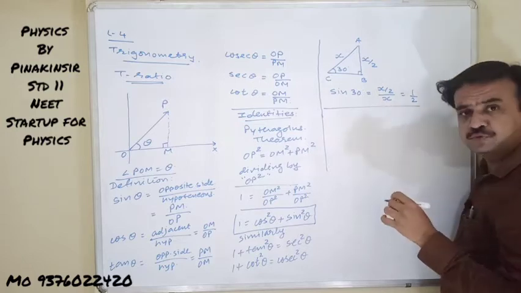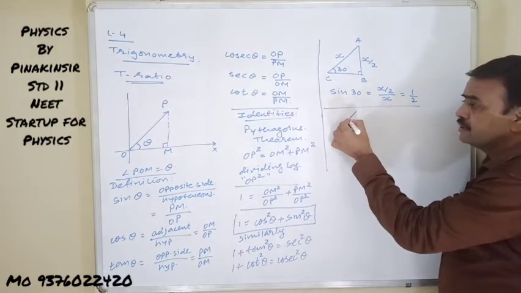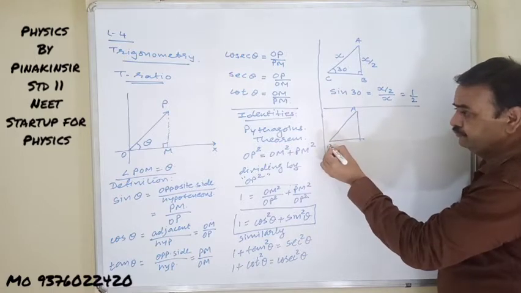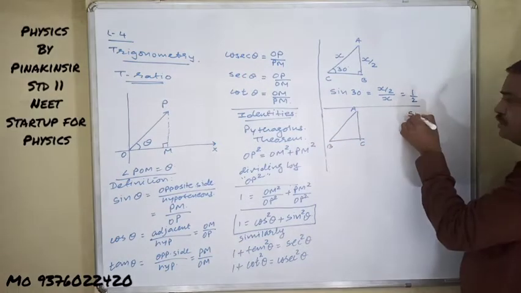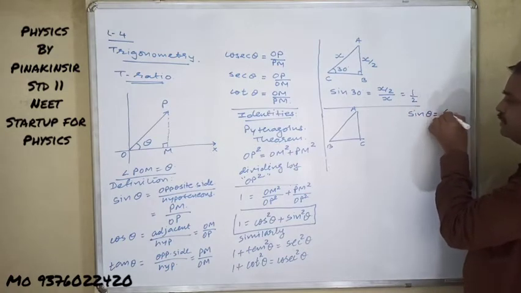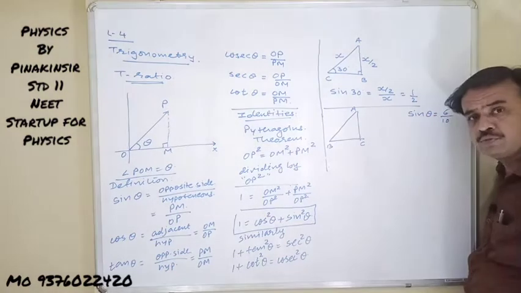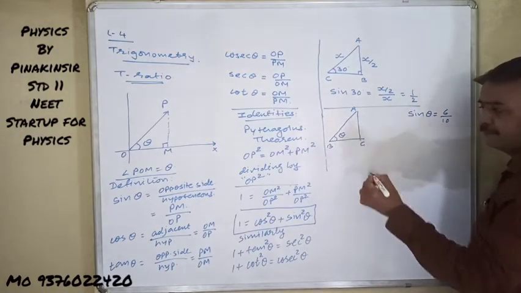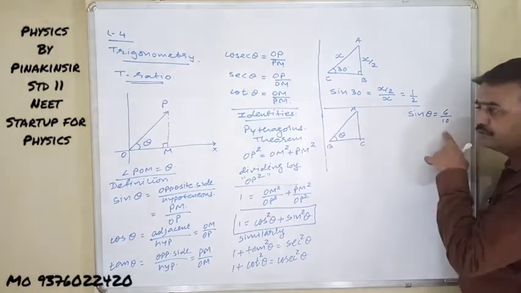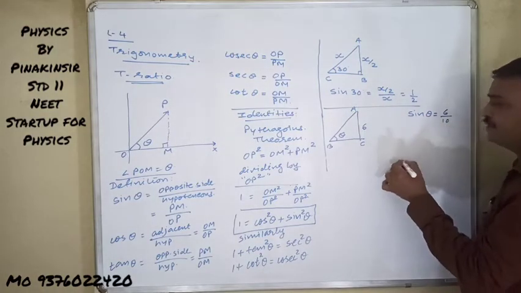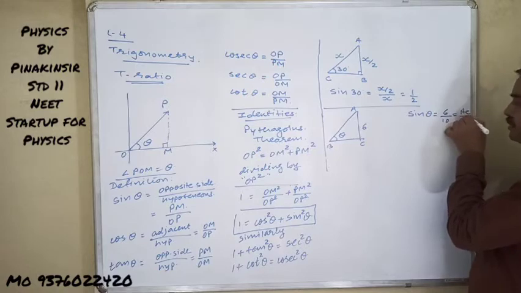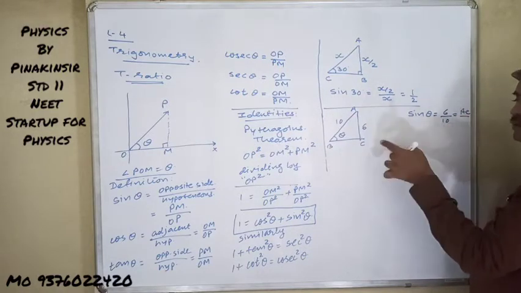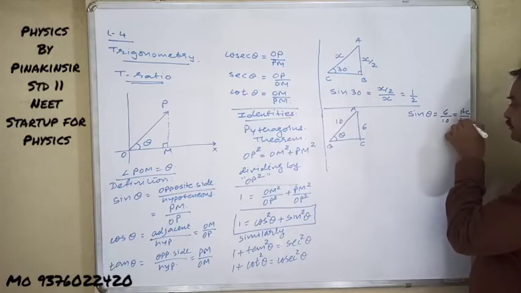For example, suppose you are given a triangle ABC, and it is said that sin theta is 6 by 10, and you have to find all trigonometric ratios. Comparing with this definition, say this one is theta, you will get 6 for AC. See here, AC will be the opposite side of that theta and 10 is the hypotenuse. Then it is AC by AB.